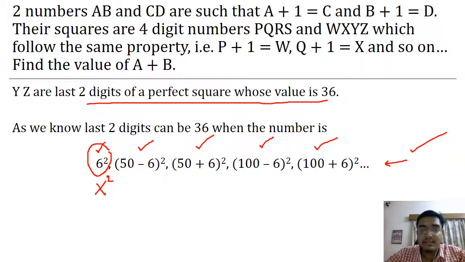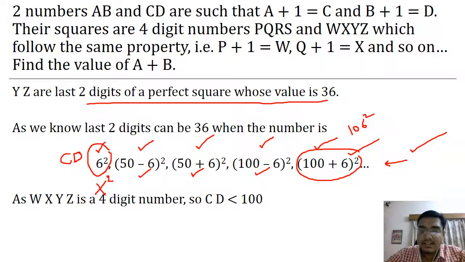That is CD. Can CD be equal to 6 square? No, right? Because CD is a 2-digit number. Similarly, can CD be equal to 100 plus 6 whole square? No, right? Because this is a 3-digit number, 106 square. So CD can be one among these three numbers. So what can be the value of CD? It can be 44 square or 56 square or 94 square.